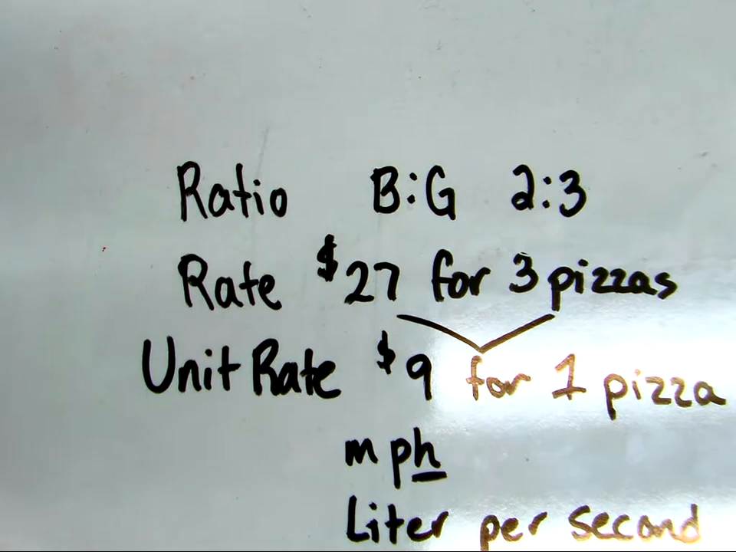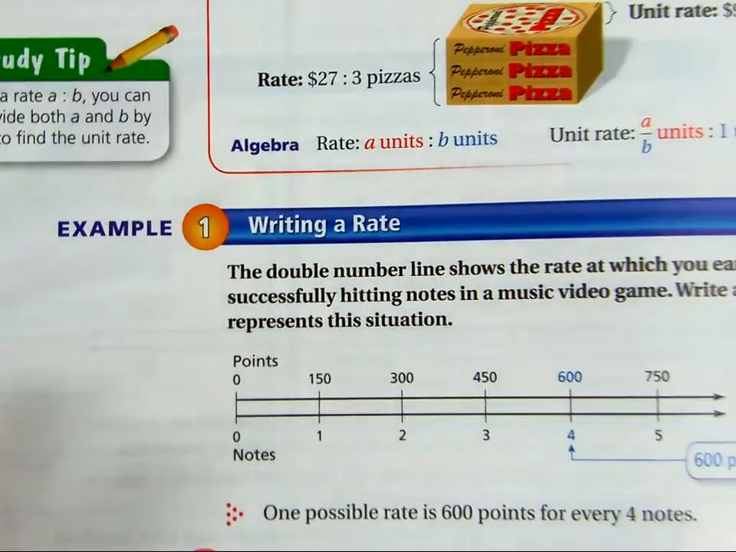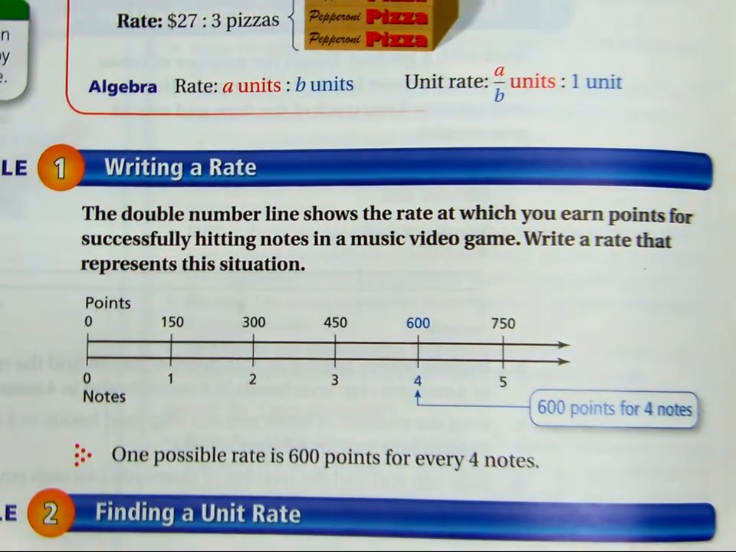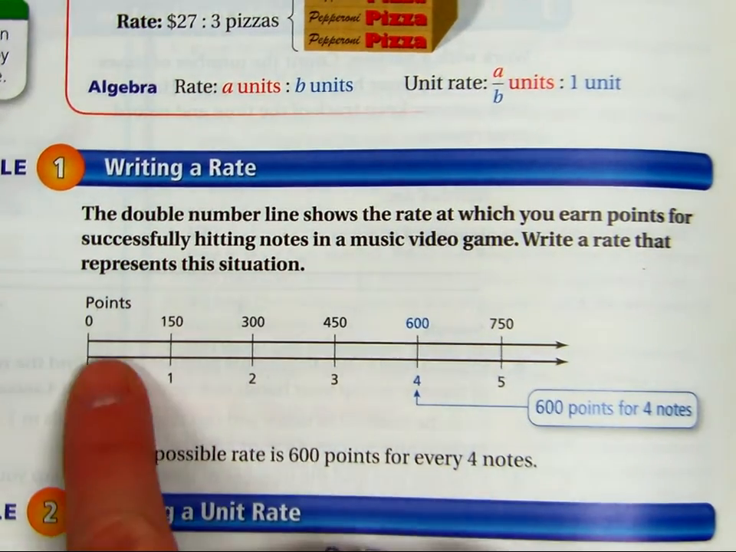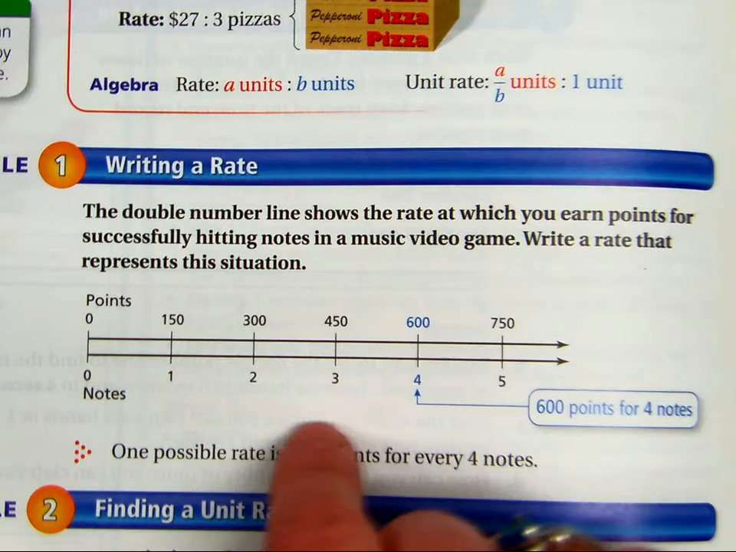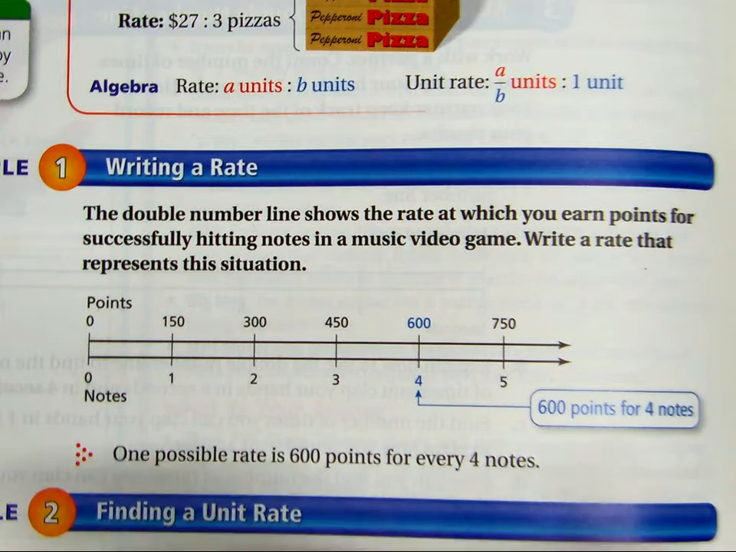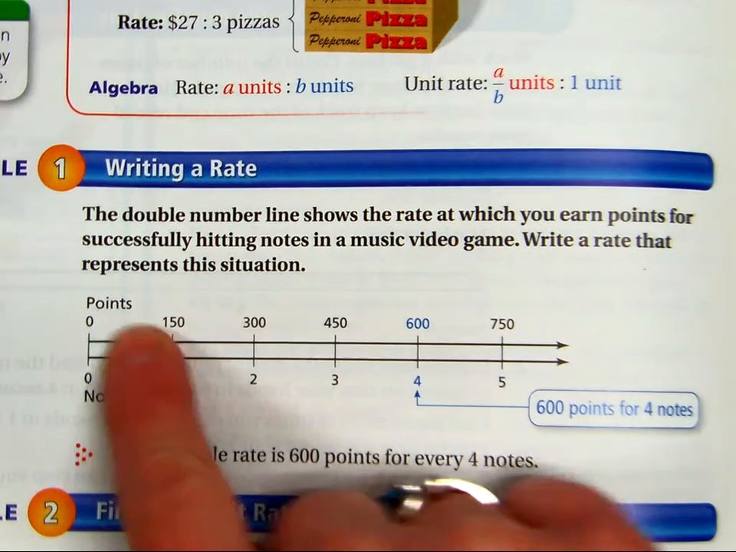Now, I'm going to go ahead and erase this. So a couple things with rates and unit rates. All right, I'm actually going to grab our textbook here. The first thing with rates is that you will often see them shown with double number lines. So what we've got right here is a double number line, and hopefully we remember our lessons on number lines. A double number line is literally one number line above the other. Now notice how they're not counting by the same thing. All this double number line is showing is the matchups between points and notes.